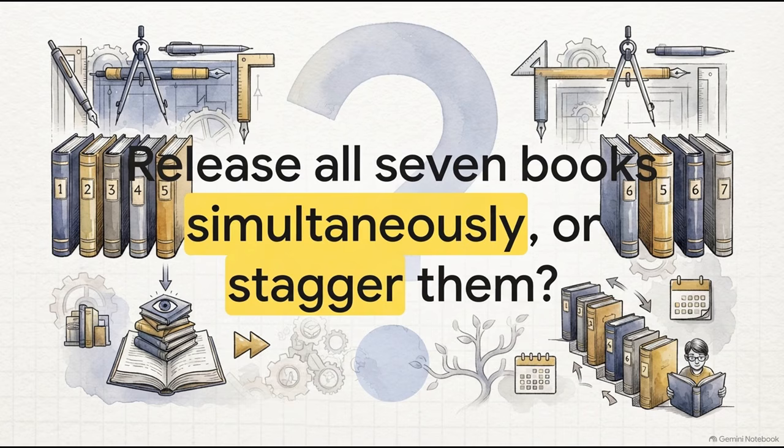So, I'll leave you with this question. If you were producing this groundbreaking educational series, would you drop all 7 books simultaneously for a massive binge-reading event? Or would you stagger them to build momentum and let readers digest each capability? It's a huge strategic choice.